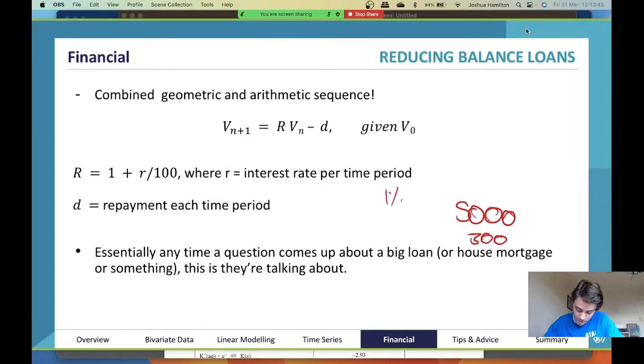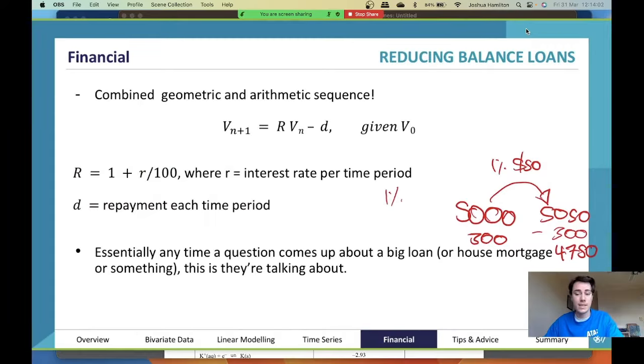1%, essentially, when you go to pay that $300, you're actually going to pay it off $5,050. Take the $300, because that has the 1%, which is $50, added to it. You take the $300 off it, it's going to be $4,750. Then the next time you do it, you're actually going to pay off $4,750. It's going to be $9,750. That's what you're going to be paying, and you'll be paying $300 off that because that, again, has the 1% added to it. And that's how you go about that.